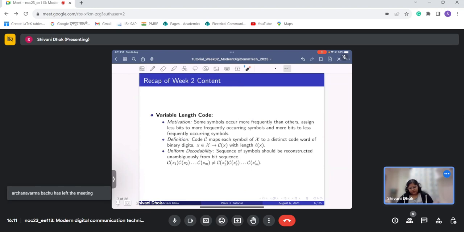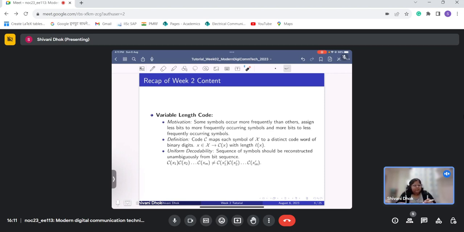Okay. Then the next thing that was started was variable length code. The motivation behind it was that each and every symbol may not occur that frequently, or some symbol might occur too frequently. Like if I am speaking, the words containing the letter Z are now very less occurring, whereas A, E, M, that kind of letters occur more frequently. So it is better to assign more bits to the less occurring symbols than to the more frequently occurring symbols.